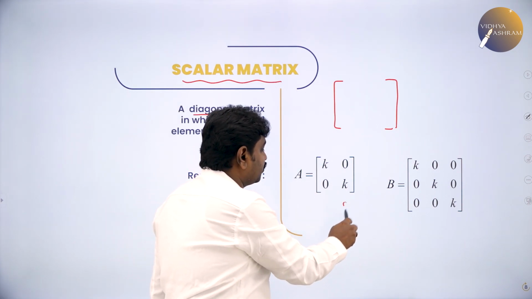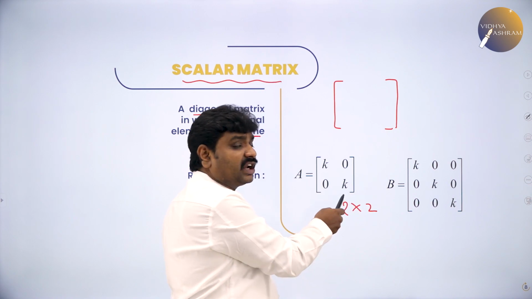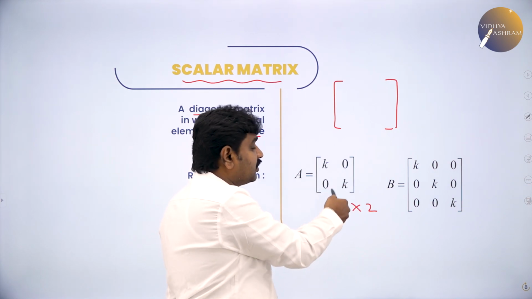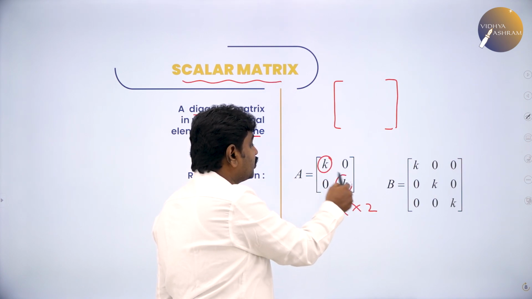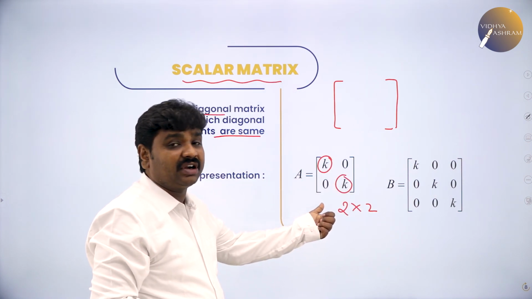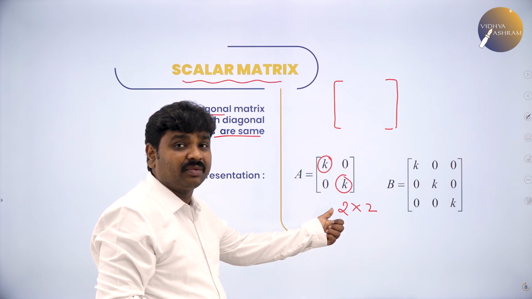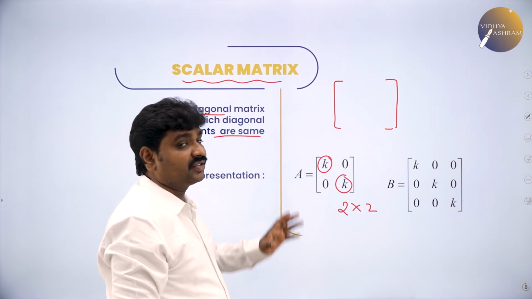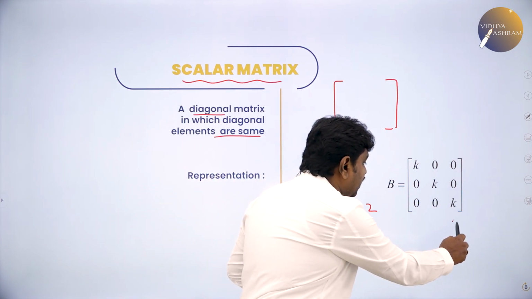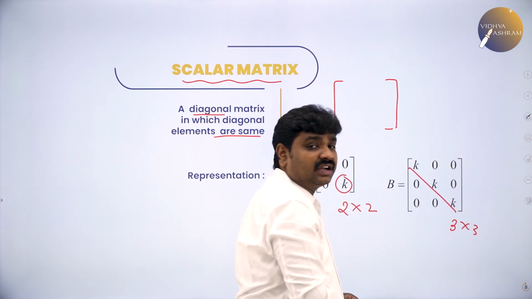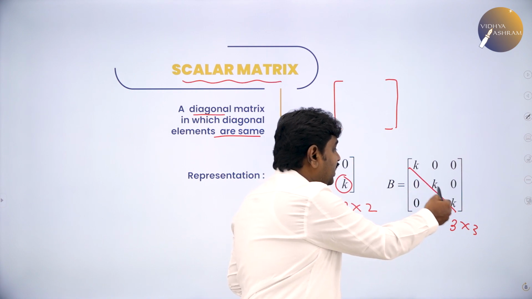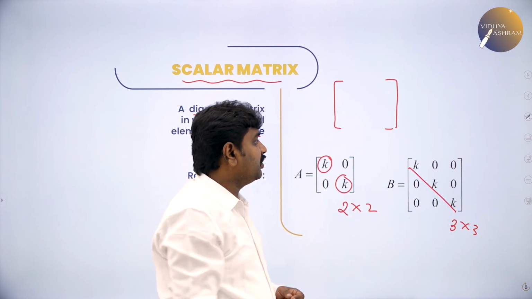Here it's a 2 cross 2 diagonal matrix. Why diagonal matrix? Because other than the diagonal all are zeros, and the speciality is that the diagonal elements are the same. This is k and this is also k. So first of all this is a diagonal matrix, and in that the diagonal elements are the same, therefore this is a scalar matrix. And this is a 3 cross 3 scalar matrix. Why? Again it's a diagonal matrix and all the diagonal elements are the same. And you can give many examples.